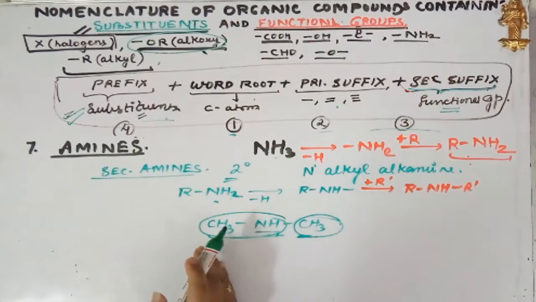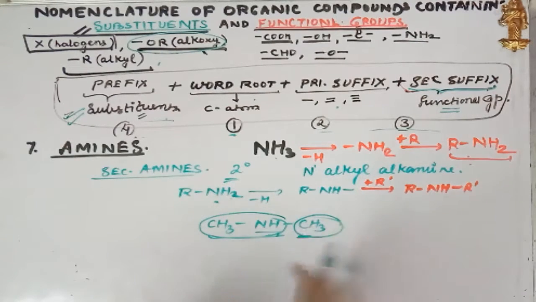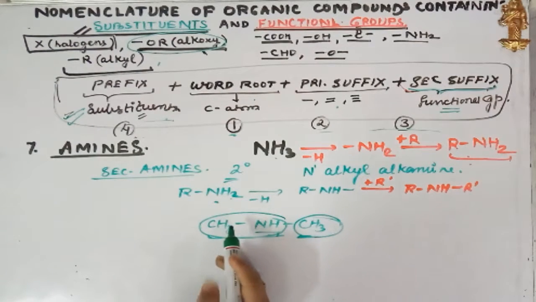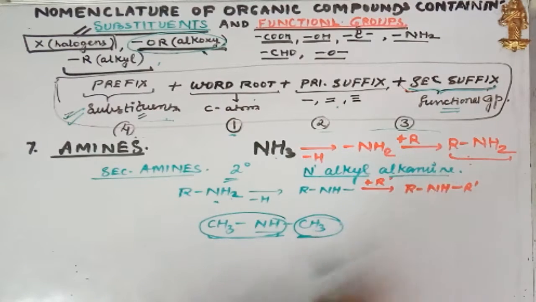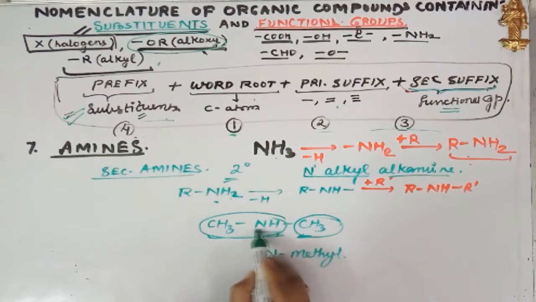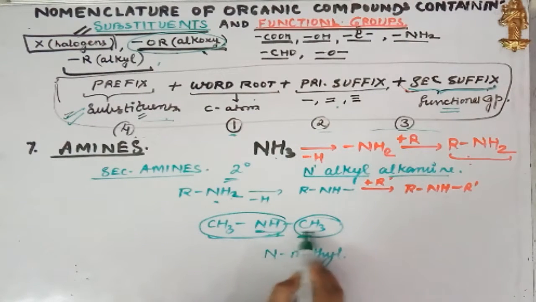Why this alkyl, this as a chain? That will depend upon the parts. If they are the same, you can consider any part as an alkyl group and any part as a chain. As I told you, this is named as N-alkyl alkanamine. So N-alkyl means N-methyl, which indicates that a methyl group is attached with the N.